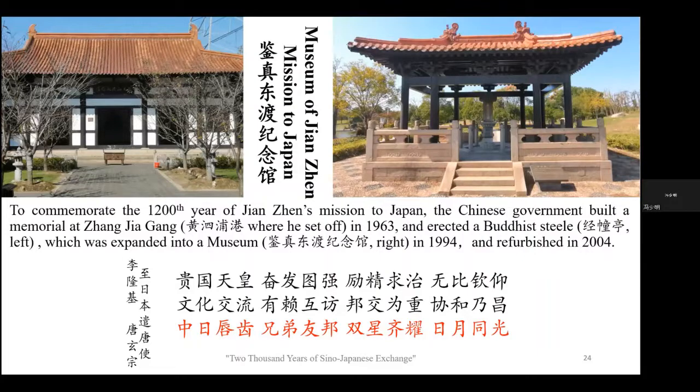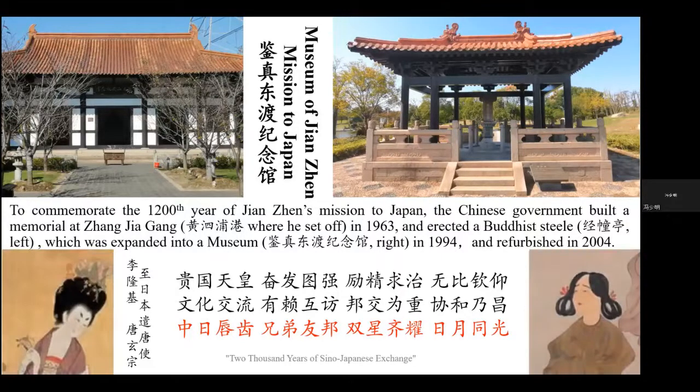saying that cultural exchange depends on bilateral visits, and the diplomatic missions to both sides make for harmony and prosperity. The Sino-Japanese relationship is almost like the lips and the teeth. We are brothers, like stars shining brightly, sharing the same sun and moon. So this is the kind of relationship that the Chinese and the Japanese had back in the Tang Dynasty.